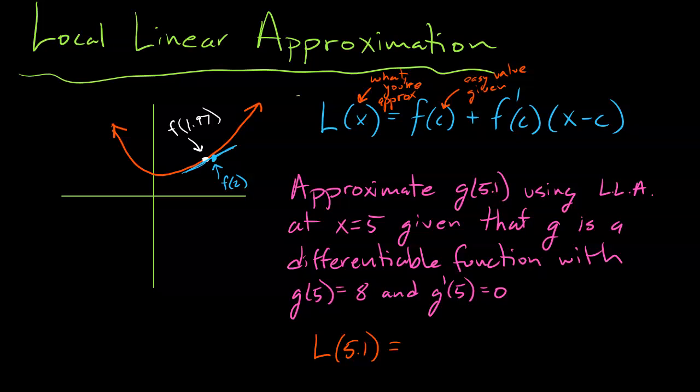So L of 5.1 is f of c. Well, f of c is 8. f prime of c is the slope, so 0, times x, which is 5.1 minus 5. Now this one's going to work out really easy because the slope is 0. But normally this would be like a 1 or a 2, something like that. So our approximation for L of 5.1 is about 8.